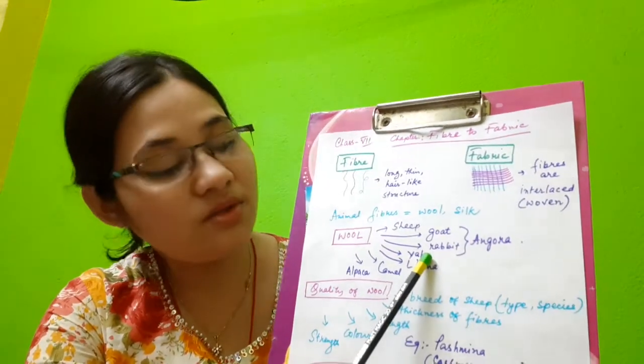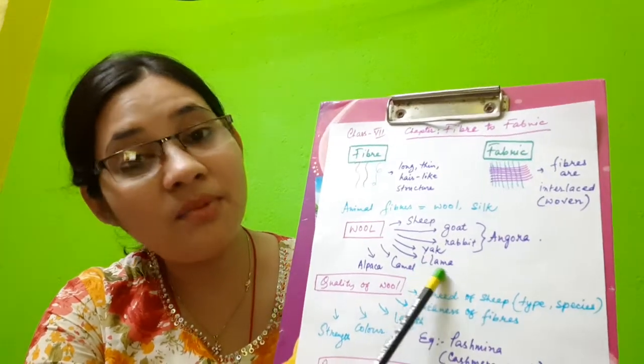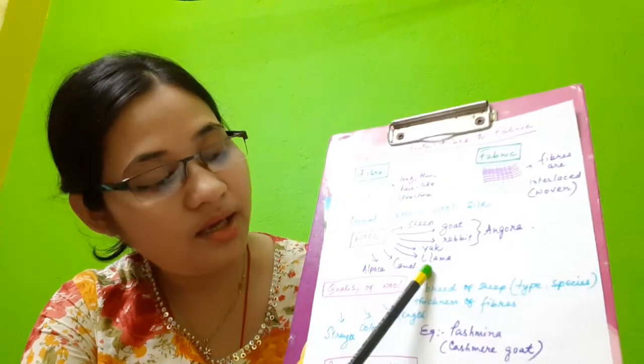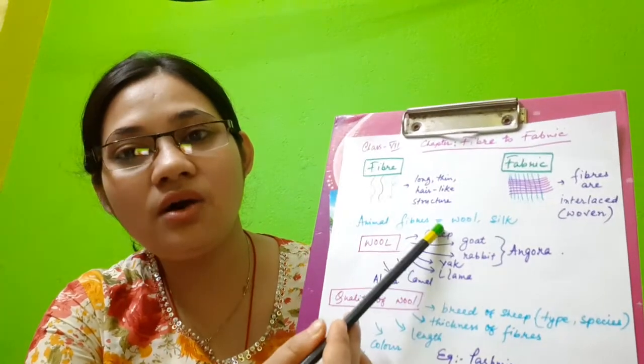Yak is also present. Then llamas are there, camels are there, and alpaca. These are all herbivorous mammals. So they develop a very thick fur on the surface of their body, and that fur is sheared, that is called shearing of wool. The fibers are taken out, and these fibers are processed to form different types of fabrics.